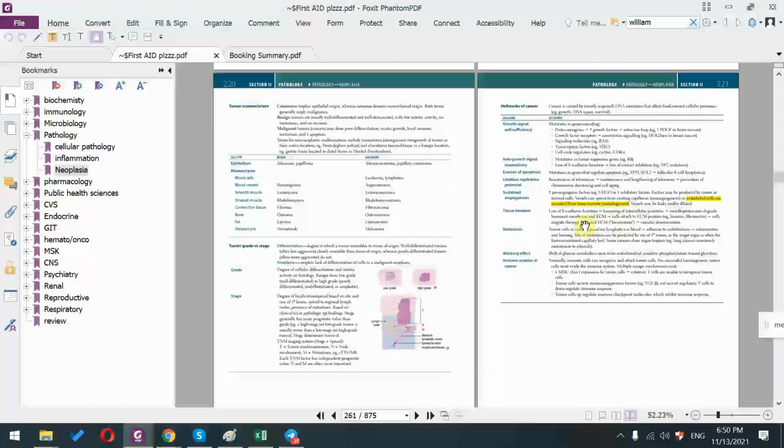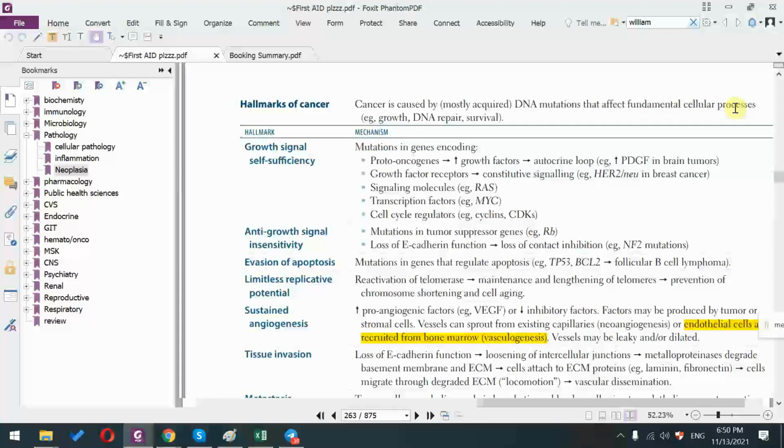But for now, let's speak about the hallmarks of cancer. The hallmark of cancer is mostly acquired by a DNA mutation. Oh yeah, 2018, excellent, thank you so much. So a DNA mutation that affects the fundamental cellular processes.